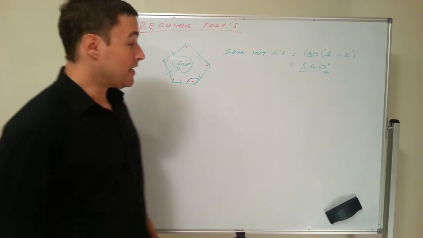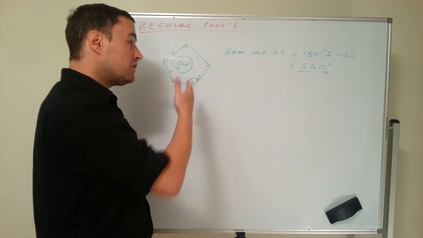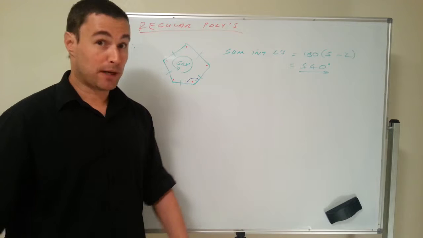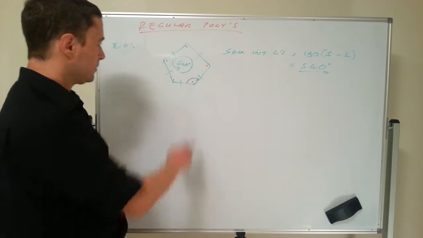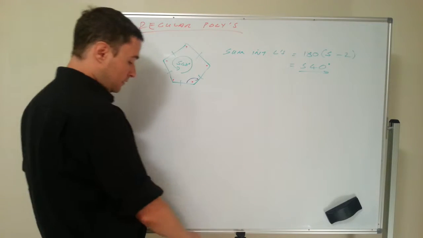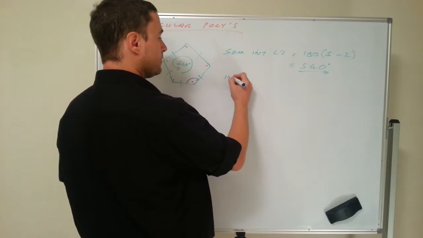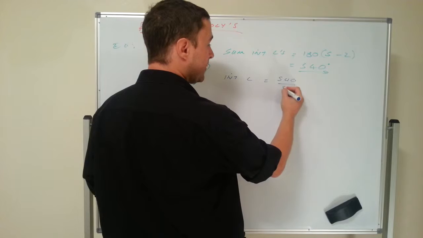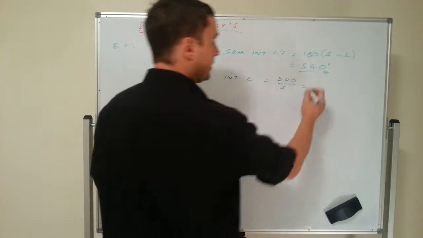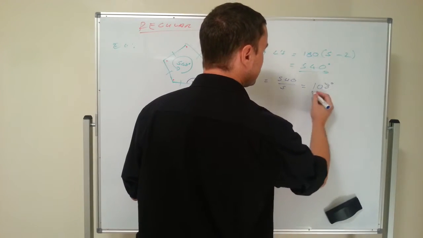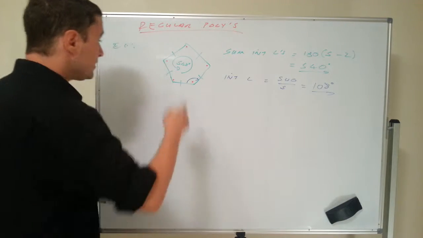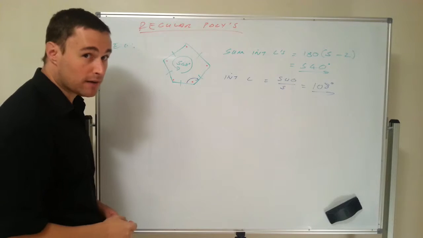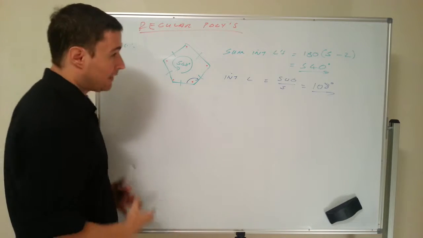So if it's regular, each of these has to be the same size. All I need to do is take 540 and divide it by the number of angles. There are 1, 2, 3, 4, 5 angles. So to work out the internal angle, I do 540 divided by 5, which gives me 108 degrees. So this angle here is 108, but then so is that, so is that, so is that, and so is that. Because it's regular, I can do that.